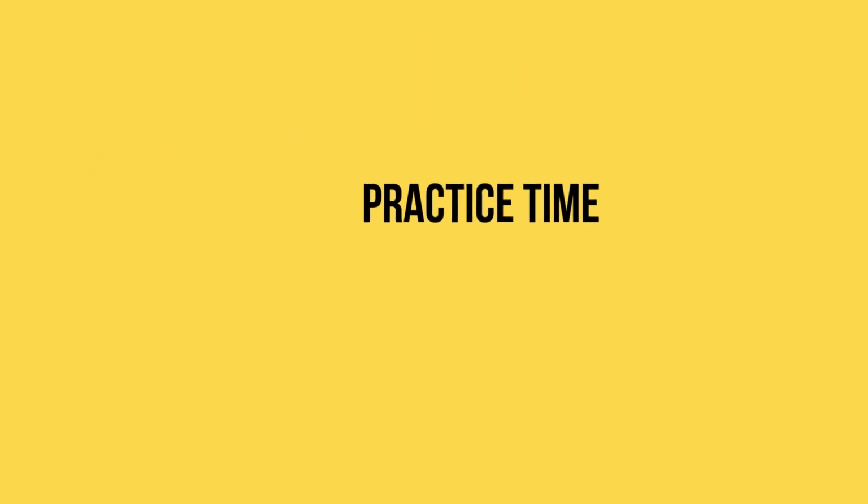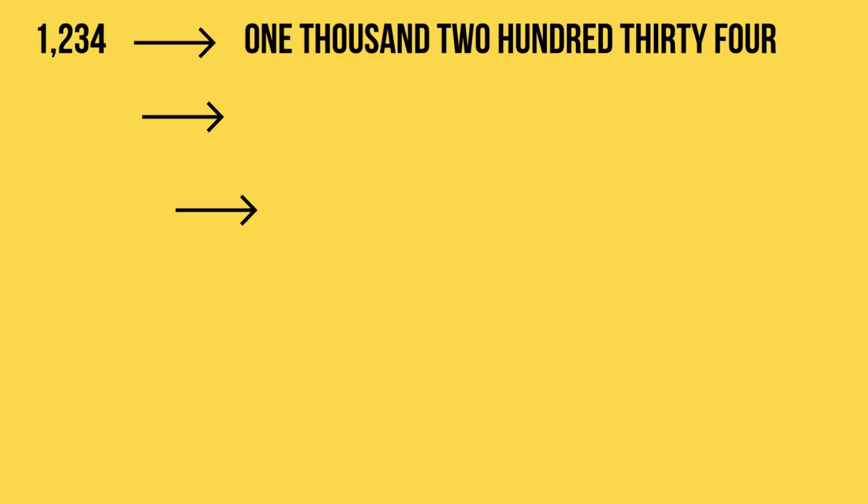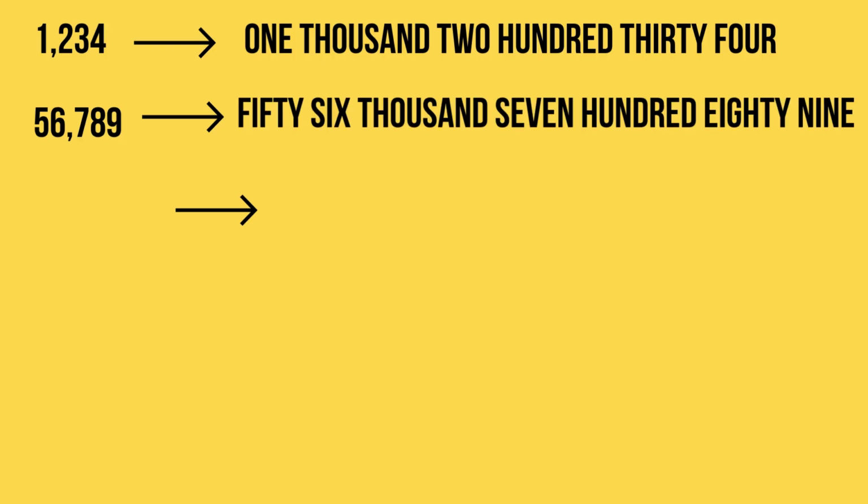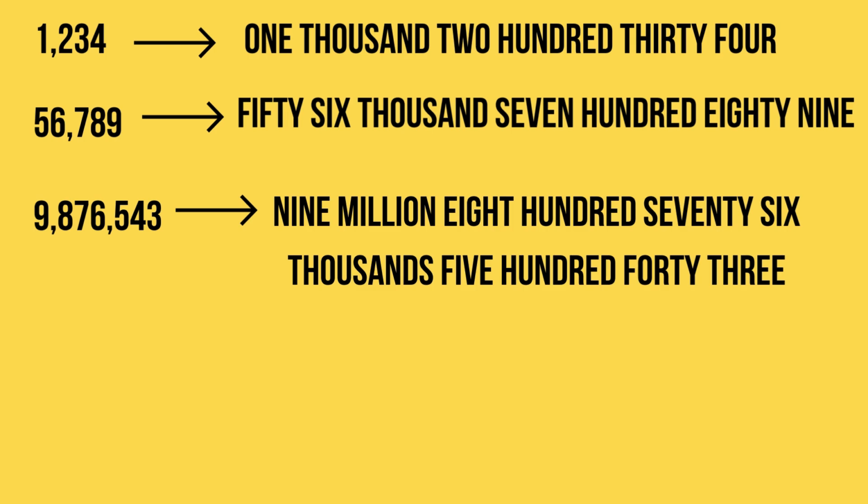Let's practice reading a few numbers together. I'll give you a second to read it on your own, then I'll read it aloud. Ready? Here we go. 1, 2, 3, 4. That's 1,234. 5, 6, 7, 8, 9. 56,789. 9, 8, 7, 6, 5, 4, 3. 9,876,543. Notice something, we don't say "and" between the digits. Many people make that mistake.